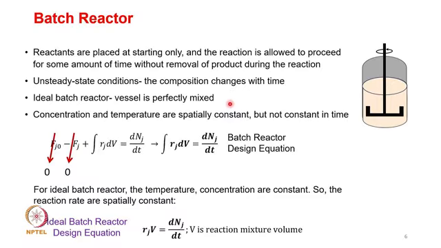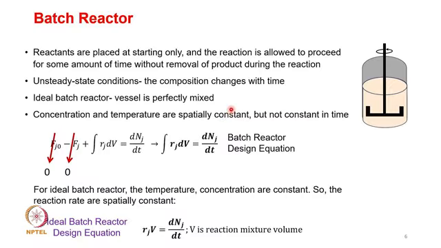Now let us write the balance specific to the batch reactor, assuming the concentration and temperature are spatially constant but not constant in time. This is very important: it is only spatially constant. At a particular time it may be spatially constant, but over a period of time, as the reactants are consumed and the products are formed, it is not constant in time.